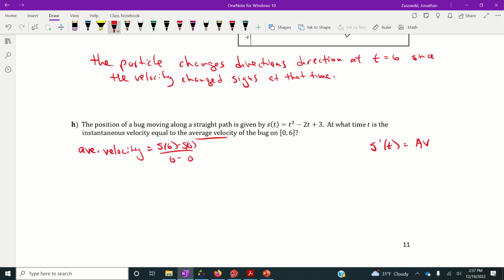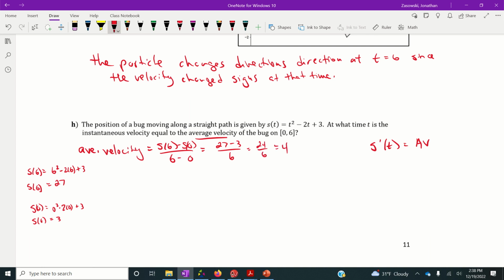Now, if we plug 6 in, that's 6 squared, 36, minus 2 times 6, which is 12, so 24, plus 3. So this is equal to 27. And then s of 0 is 0 squared minus 2 times 0 plus 3. So that's just equal to 3. So this is equal to 27 minus 3 over 6 minus 0, which is 6. So 24 over 6 is just 4.